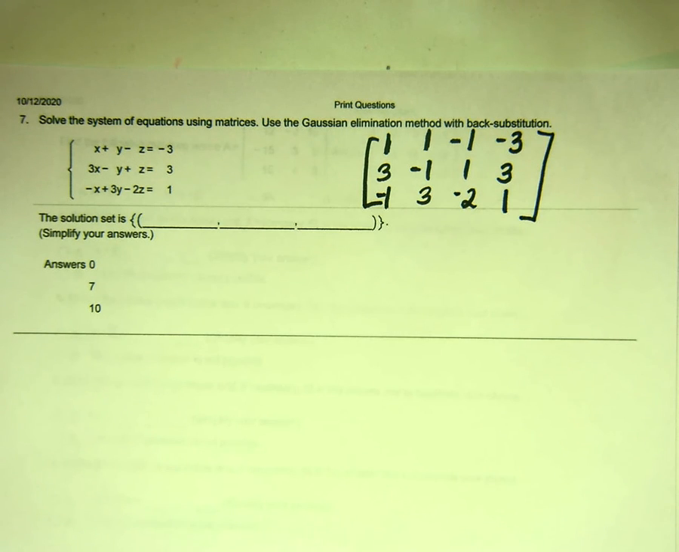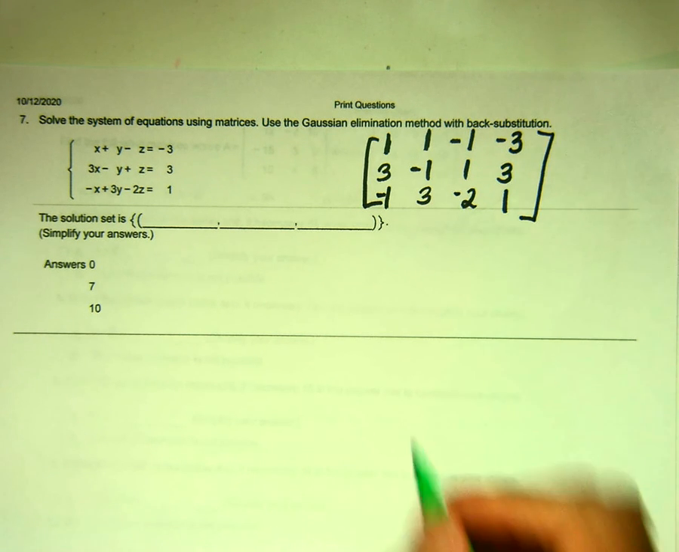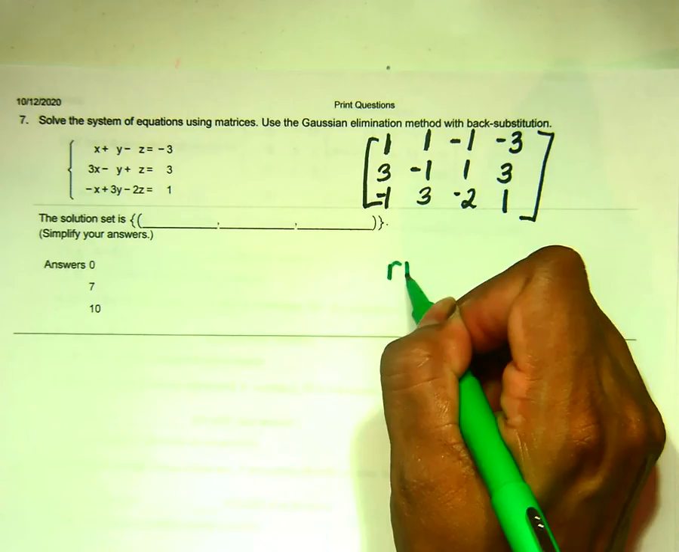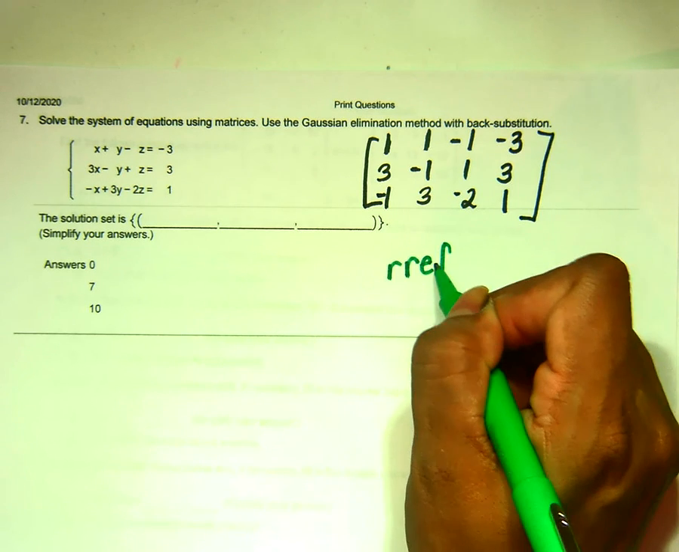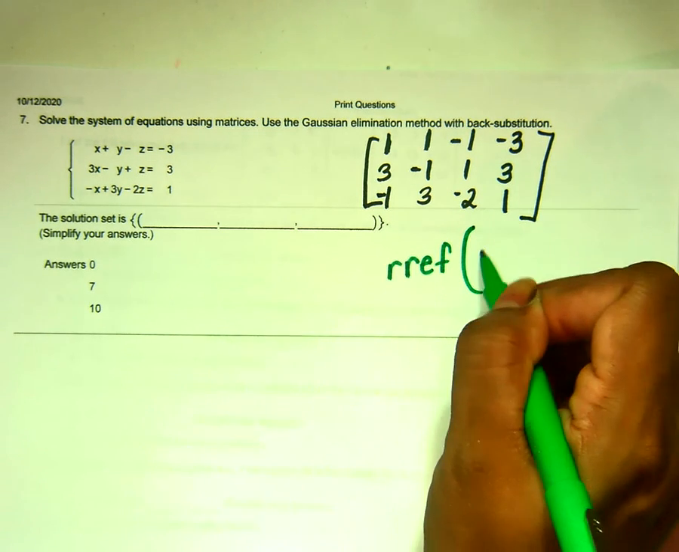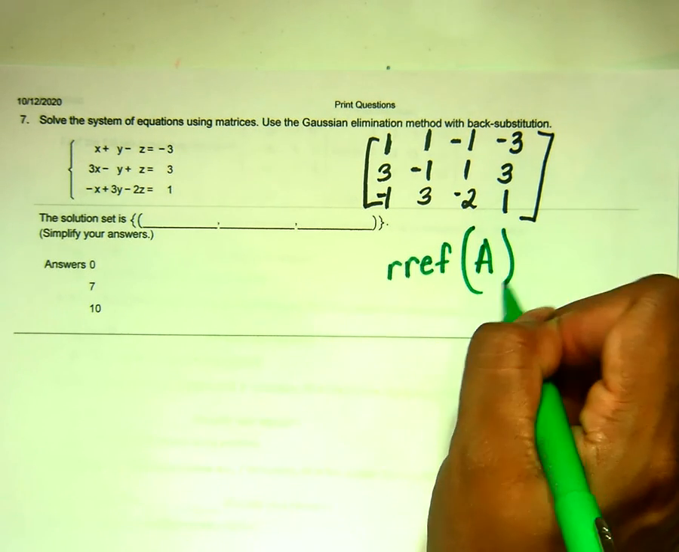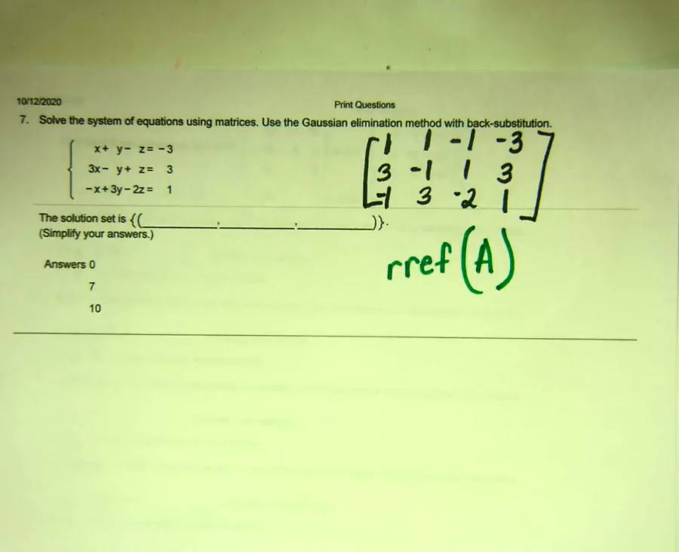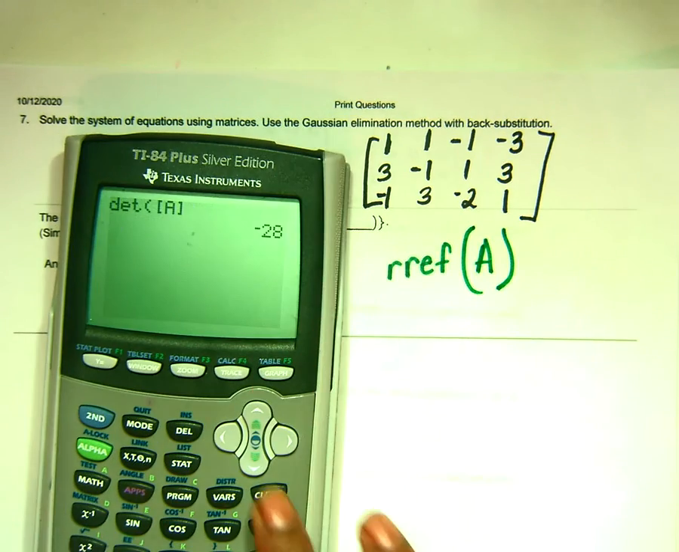So what we've done is just created an augmented matrix. To solve it in finding our solution set, we're going to use reduced row echelon form. And of course, we're always going to use matrix A for our default matrix. So again, that RREF stands for reduced row echelon form. So let's see if we can remember how to put it in.